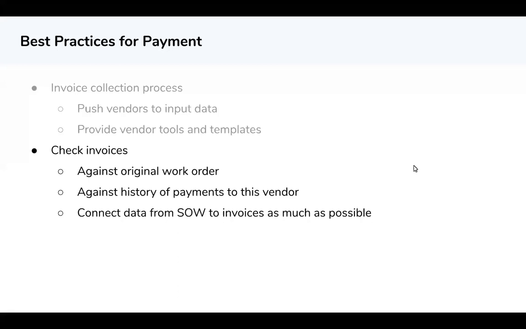Once you receive the invoice, you have to make it easy for you to check it. How do you know if the invoice is right? The two easiest ways to check against are your original work order and the history of payments to them. So make sure the data is readily available to you when you're about to approve or pay an invoice. And how do you do that? Systems that combine the work order and invoices into the same system are a really good start.